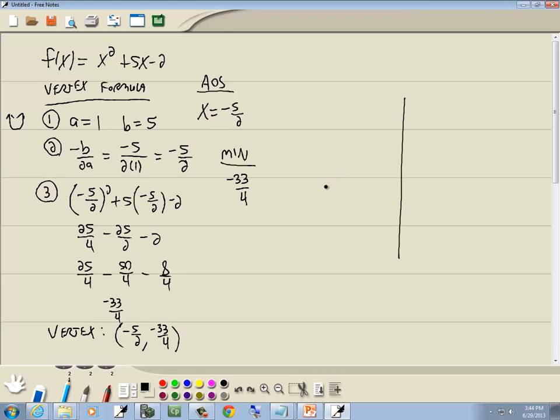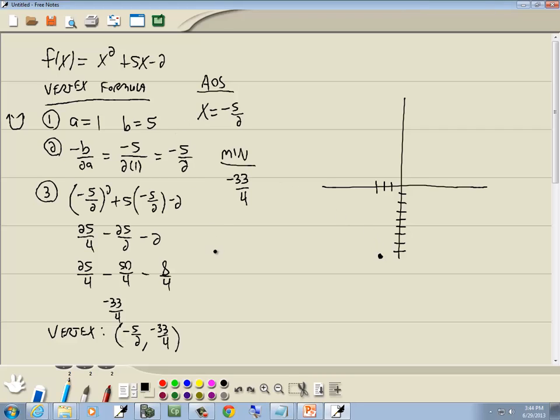Okay, let's look at the graph. Now negative 5 halves, that's like negative 2.5. Negative 33 divided by 4, that's a little bit over negative 8. 4, 5, 6, 7, 8. It's a little bit over, let's say right there.